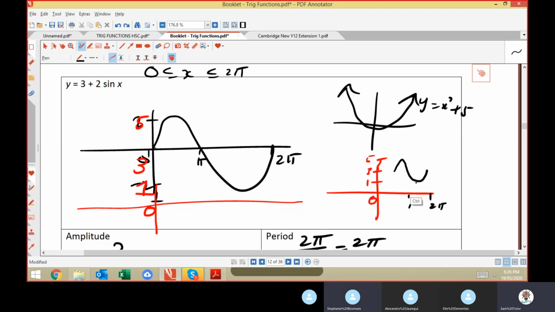Oh, what am I doing? I can't even draw it. Look how bad I'm doing. There, from there. There we go.